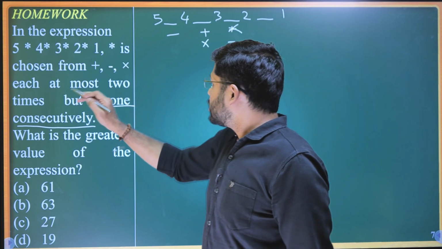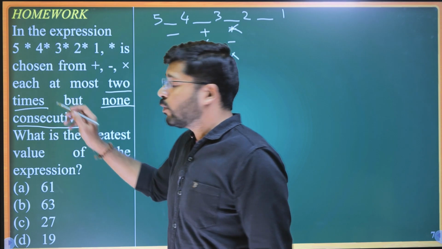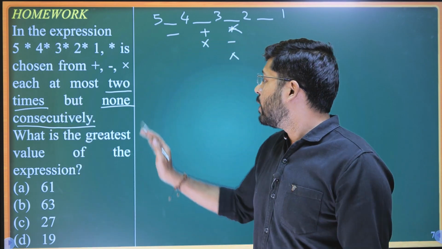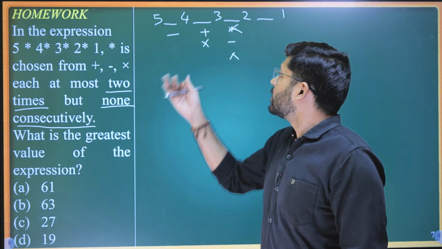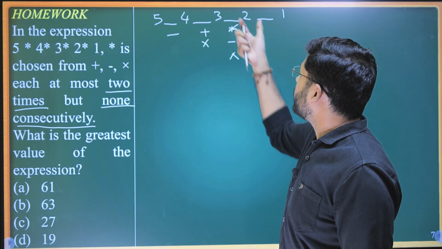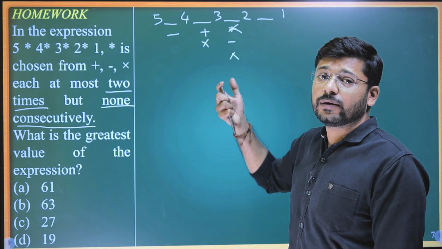That way, each operator you can use 2 times. You can use 2 pluses, 2 minuses, 2 intos, but not consecutively, not in the same sequence. If you are using plus here, it cannot be plus here. If you are using into here, it cannot be into here. Okay.